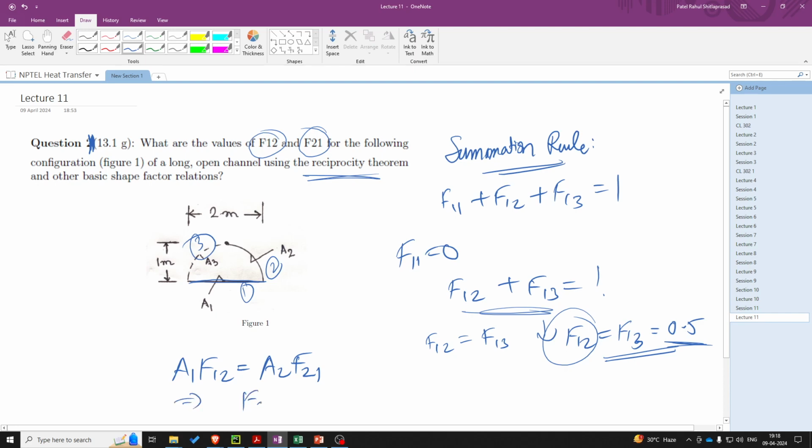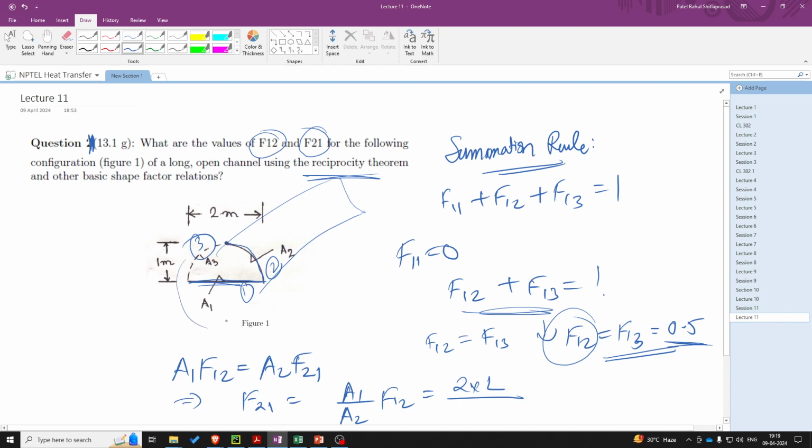From here, F21 will be A1 upon A2 into F12. Now, the area A1 is 2 meter into some fixed length L, so the area of base will be 2 times length L. Similarly, the area of A2, that is this segment.